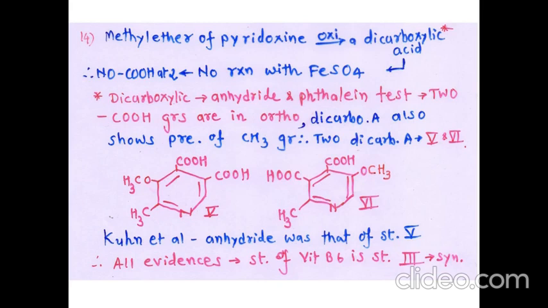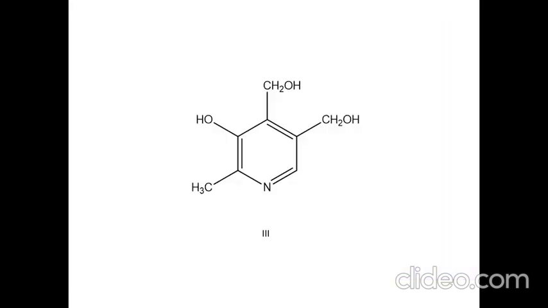If you remove that methyl ether part, there will be OH. All these evidences, if we put together, the structure of vitamin B6 is structure number 3, and finally it was confirmed by synthesis, friends. So this is the structure of vitamin B6, friends. Thank you.